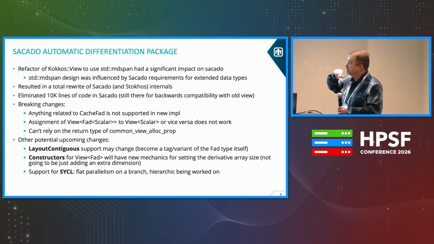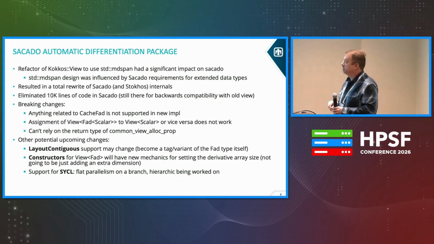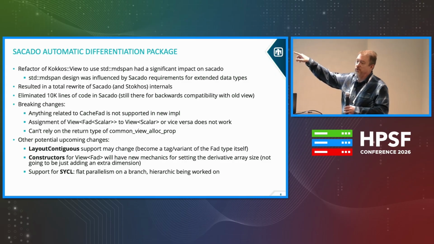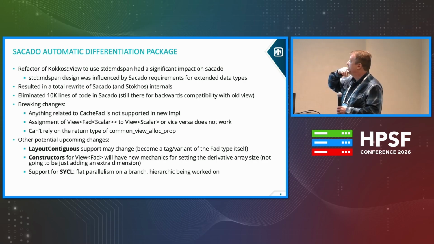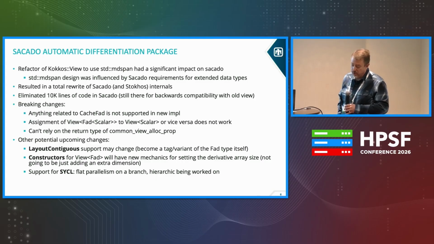But it did break a few things. We no longer support the cache FAD types, so there are some specializations of the AD types. You can no longer assign a view of FAD scalar to a view of scalars. This was a trick to access the FAD derivatives very fast, and we used it in testing, but that's not going to work anymore. Some of our tests also relied on common view alloc prop. That's an internal implementation detail. You probably shouldn't know about that or be trying to use it anyway.